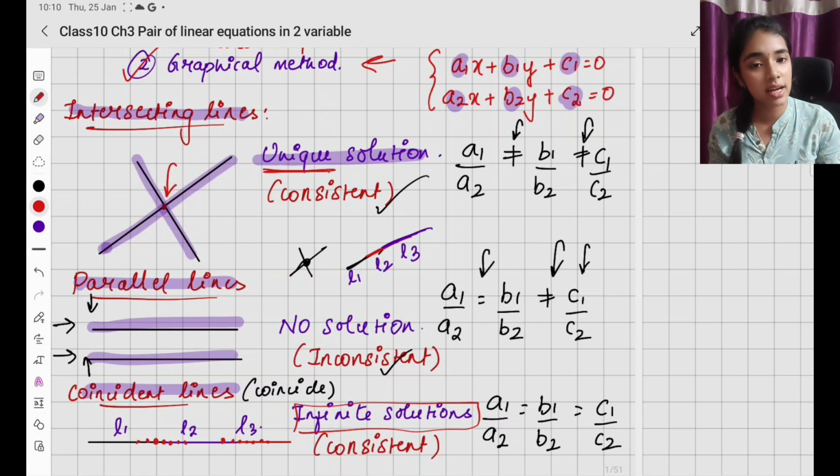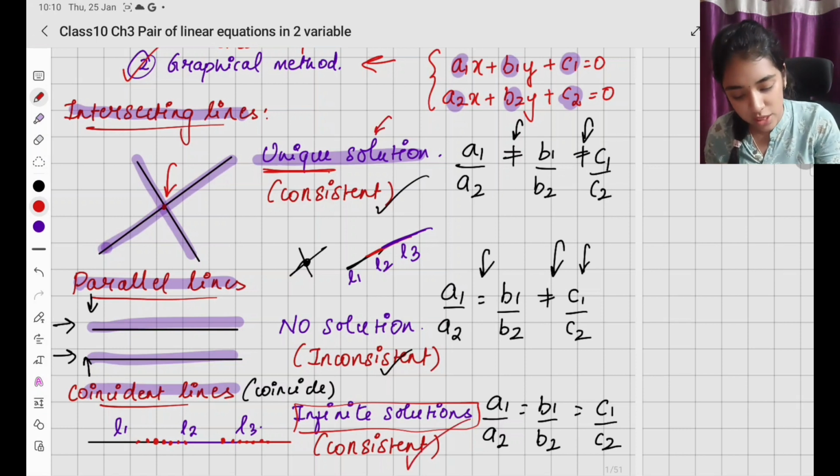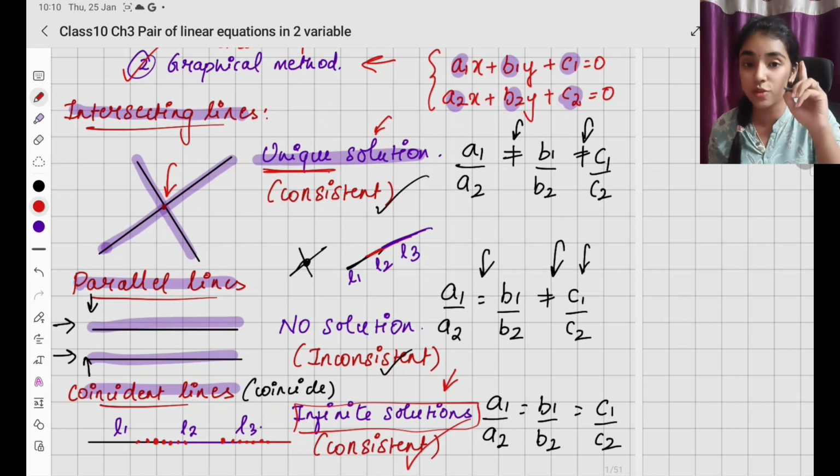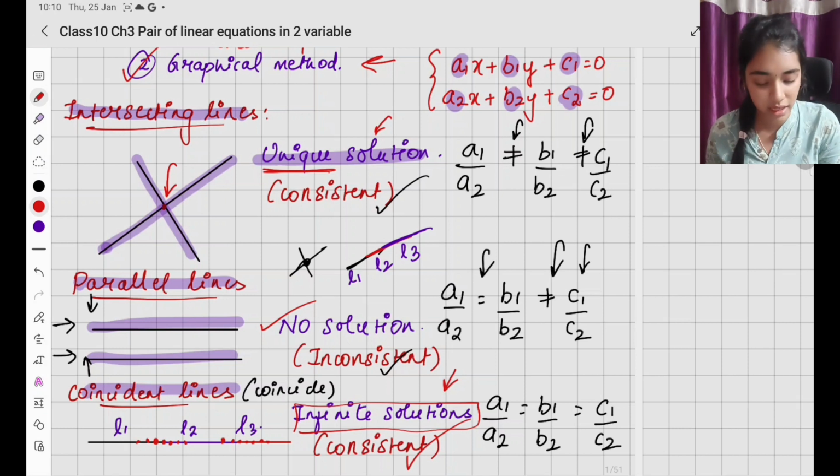So solution irukka? Solution irukku, but naraya irukku. So solution irundhudhuna, it is going to be consistent. Okay, so you have unique solution and infinite solution, which is going to be consistent because solution irukku. But when it is no solution, it is going to be inconsistent. And in the arthala case, anna, you have a1 by a2 equals b1 by b2 equals c1 by c2.